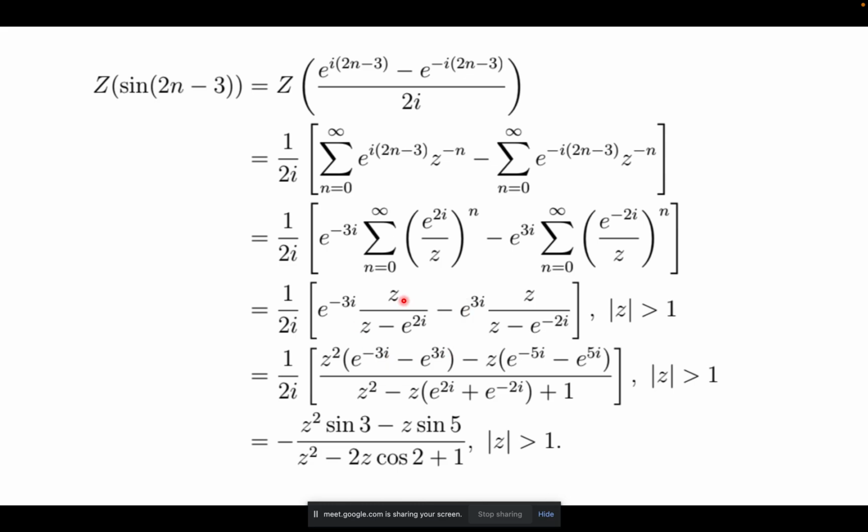Okay, so again you can rewrite this equation like this, and again you can use Euler's identity to express these exponentials in terms of sine. So here the z transform of this sequence, which is sine 2n minus 3, will be minus times z square sine 3 minus z sine 5 upon z square minus 2z cos 2 plus 1. So it was just a straightforward problem of calculating the z transform by using a simple formula of the z transform. Is this clear? Clear, sir. Okay, then I will move on to the next problem.